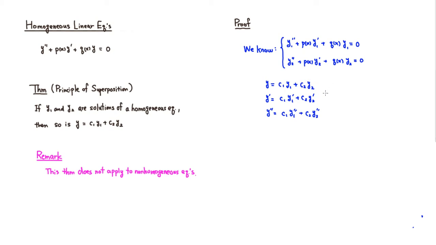Then we take the derivative. So y prime would be c1 times y1 prime plus c2 times y2 prime. And y double prime is going to be c1 y1 double prime plus c2 y2 double prime. Then let's see if this satisfies the equation. I'm going to start with the left-hand side of the differential equation. So I plug y double prime, y prime, and y in. So we get this equation.